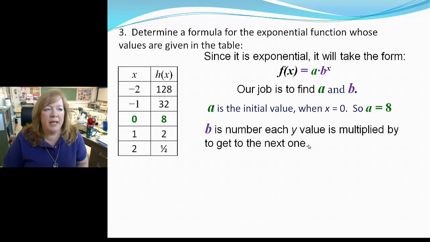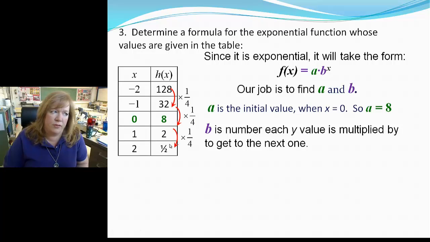To find little b, it's the number each y value is multiplied by to get to the next one. X has to go by ones though, so be careful with that. To get from 128 to 32, I would multiply by 1/4. You might think of dividing by 4, but remember that dividing is the same as multiplying by the reciprocal. Then to get from 32 to 8 is going to be 1/4. 8 to 2 is going to be 1/4, and so on.